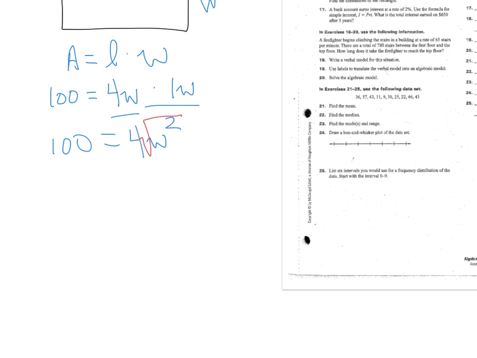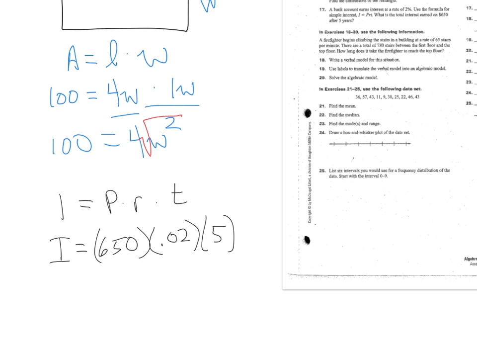So all we got to do, again, interest equals principal times rate times time. They want to know interest, so we don't know I. That's great. The principal they give us was $650 times our rate, which was 2%, which should be 0.02 for 5 years. So now you bring it on home and figure out how much interest that is.